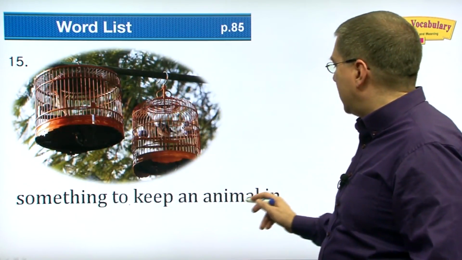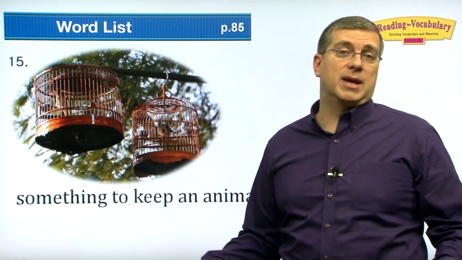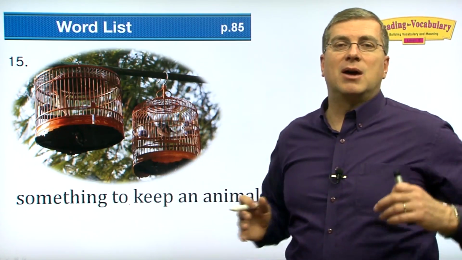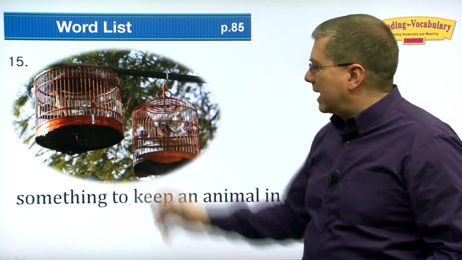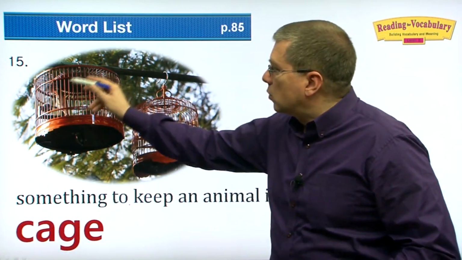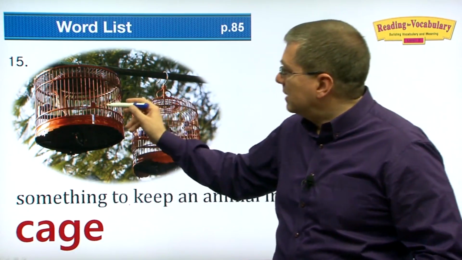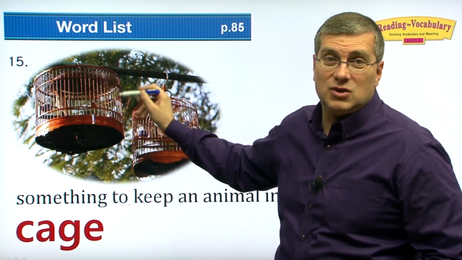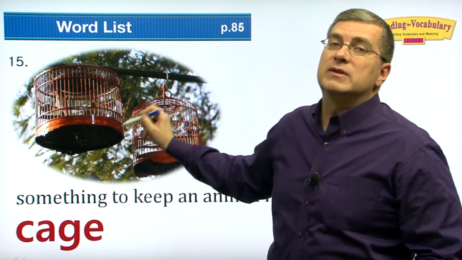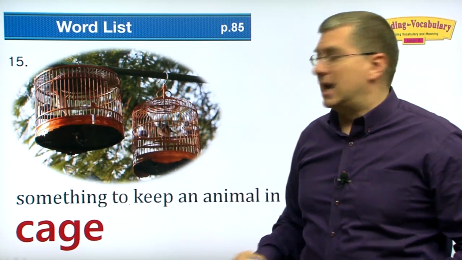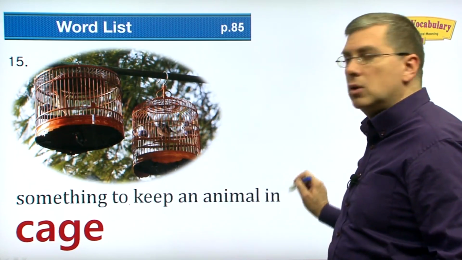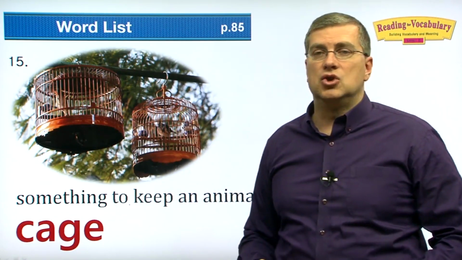Something to keep an animal in. We already talked about that, right? I just talked about it with your ribs: if you talk about the whole thing, it's like a cage, right? So rib cage, but in this case, this is just a cage. This isn't a rib cage. This is just a cage. You keep birds in a cage. Something to keep an animal in is a cage.